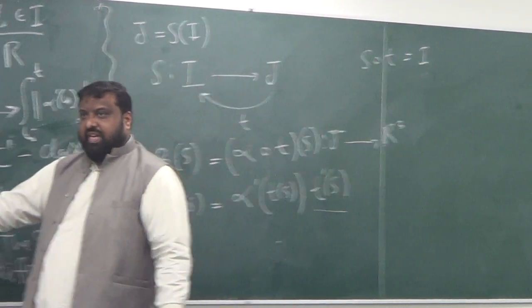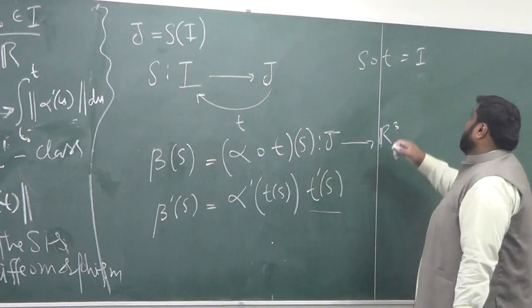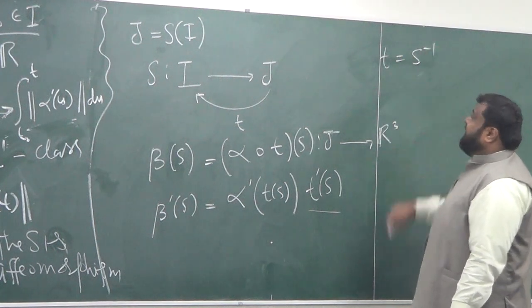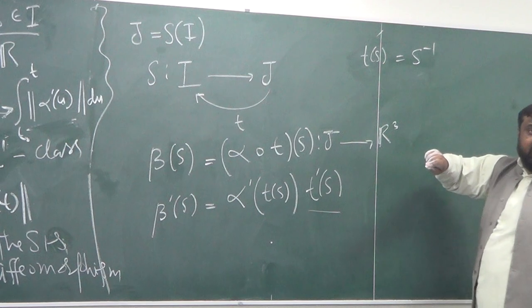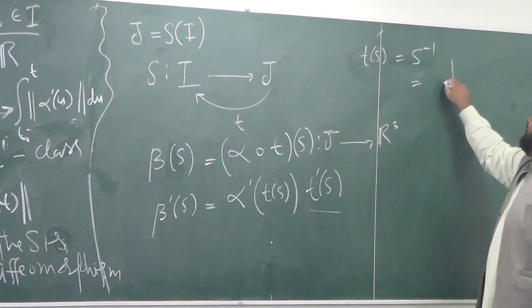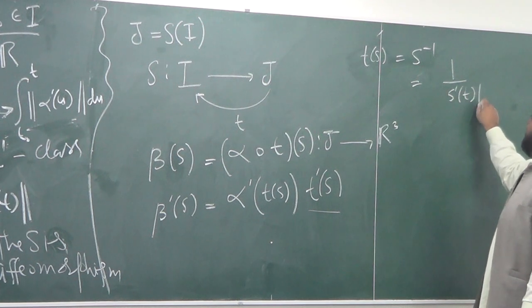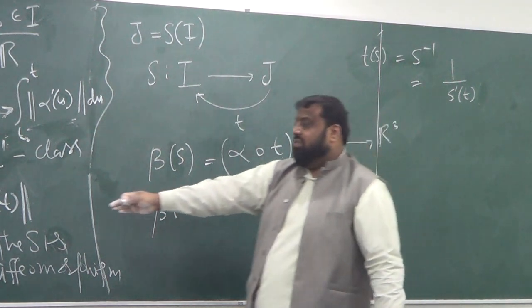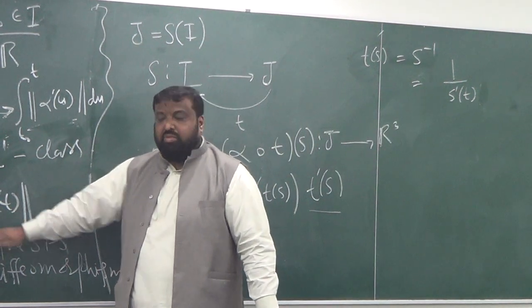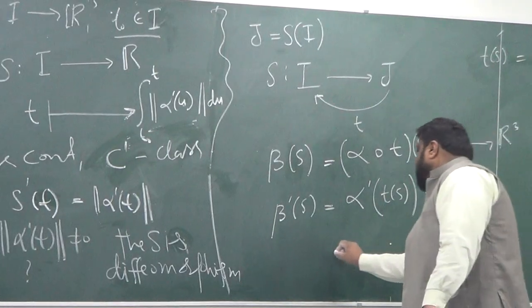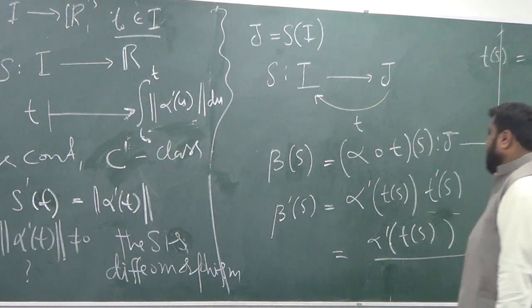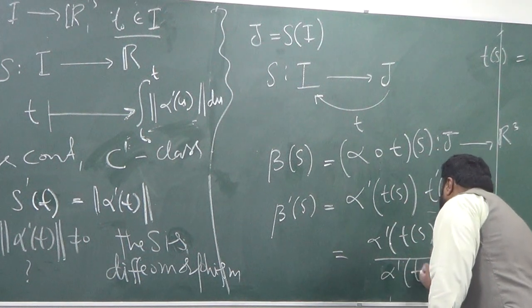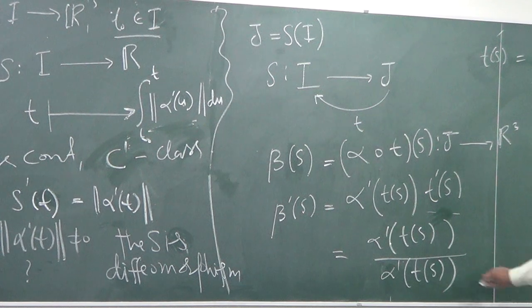Now compute T prime of S. In other words, T is S inverse. So if I compute the derivative of the inverse, what are you going to get? 1 over S prime of T. But S prime of T is what? It's the magnitude of alpha prime of T. So I can say that this guy is now going to be alpha prime of T of S divided by the magnitude of alpha prime of T, but T is a function of S. See the notes, you can see from there.